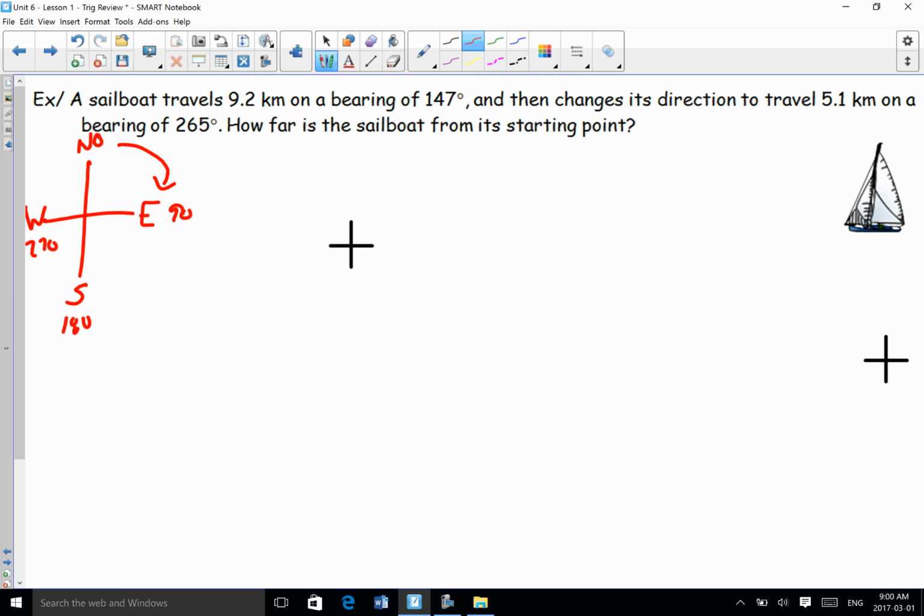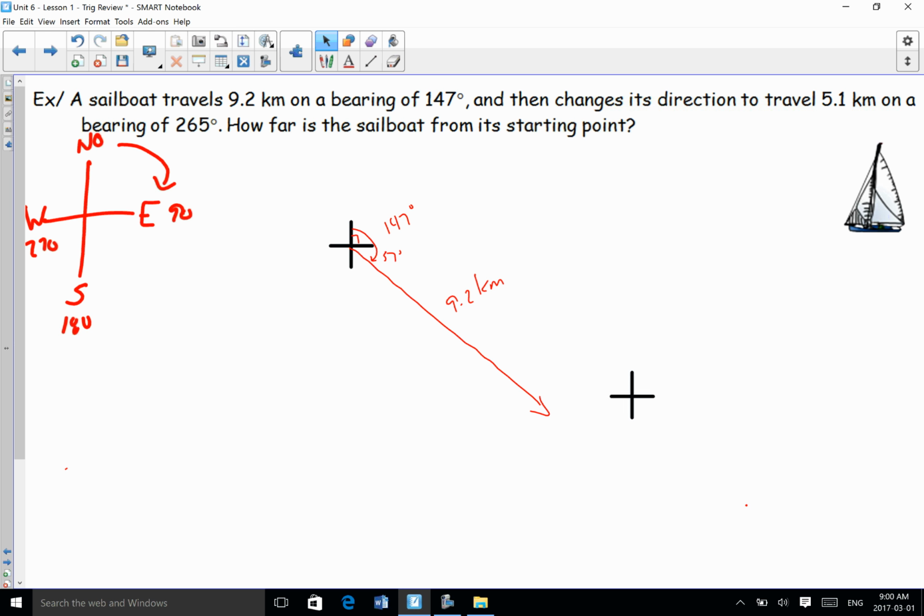So when we're talking about a sailboat traveling on a bearing of 147, we need ourselves a compass. The bearing always starts from 0 and it goes clockwise around. So a bearing of 147 would go somewhere down here, where the angle across the top is 147, or in other words, 90 in the top and 57 down below. It went 9.2 kilometers and then changed directions. Anytime something changes directions, we need a new compass. So we're going to put a compass on the end here.